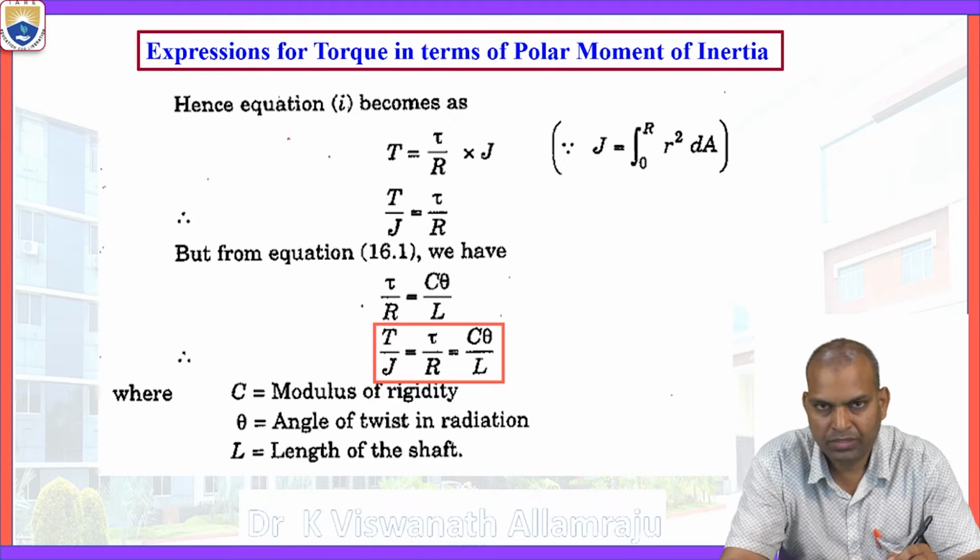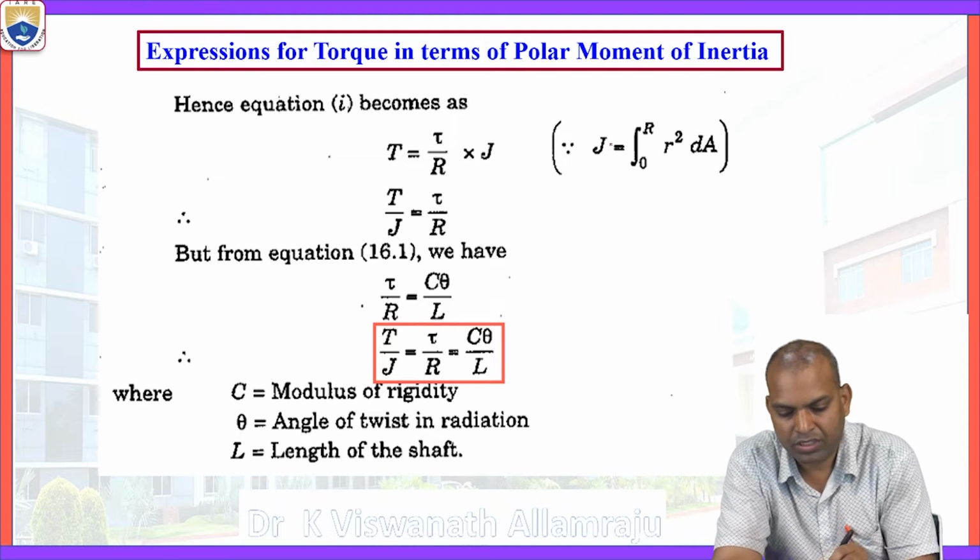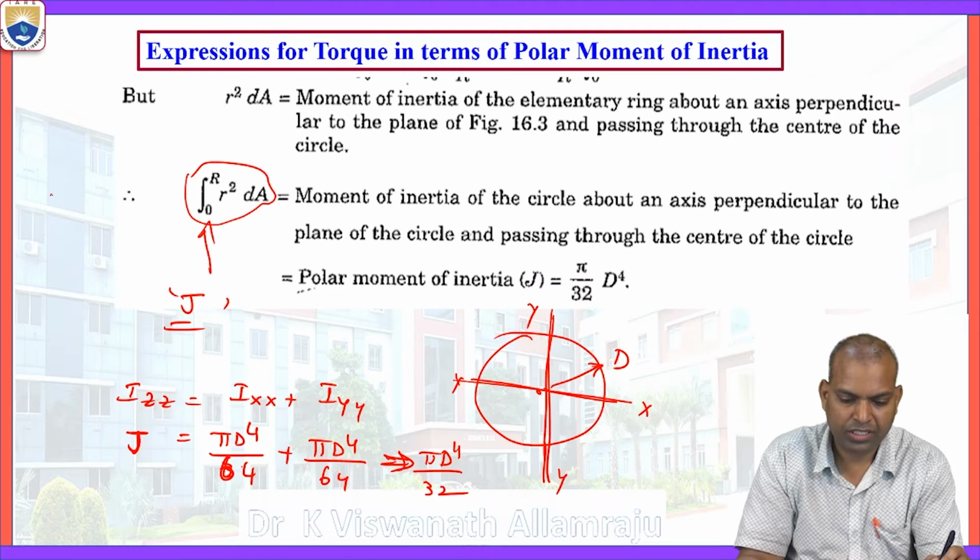Now, we know the equation that T equals tau by R times J, where J is as we have studied here.